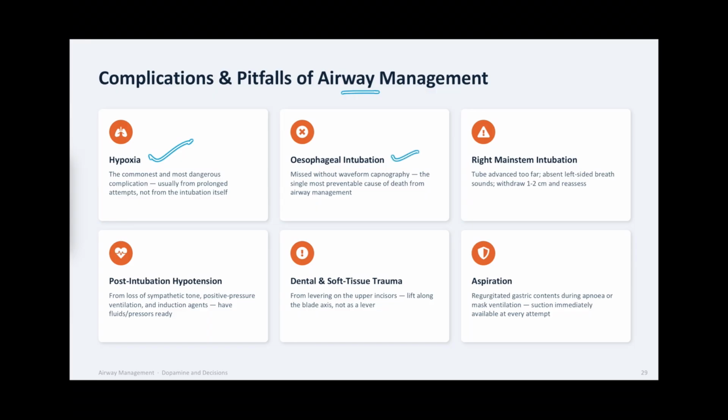Esophageal intubation. This is arguably one of the most important catastrophic airway complications. Fortunately, continuous waveform capnography makes it almost entirely preventable. Next is the right mainstem intubation. If breath sounds disappear on the left side, withdraw the tube 1 or 2 centimeters and reassess.